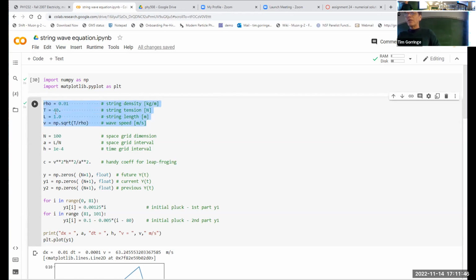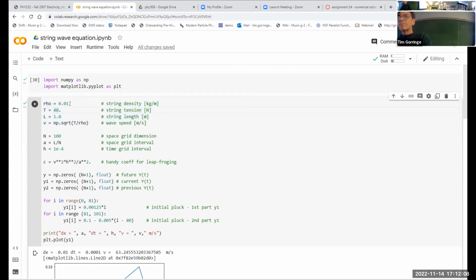In this first cell, I'm basically setting up the parameters of the problem, declaring arrays that I need for the problem, and setting up the initial wave on the string. And then in the next cells, we solve the differential equation.